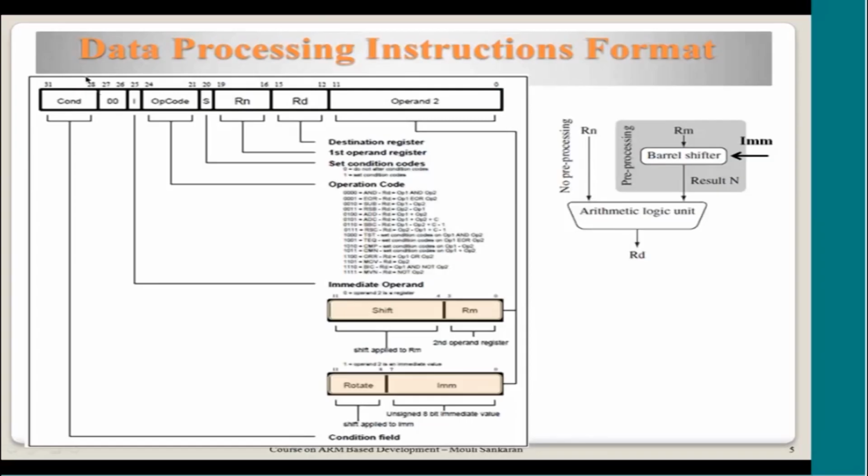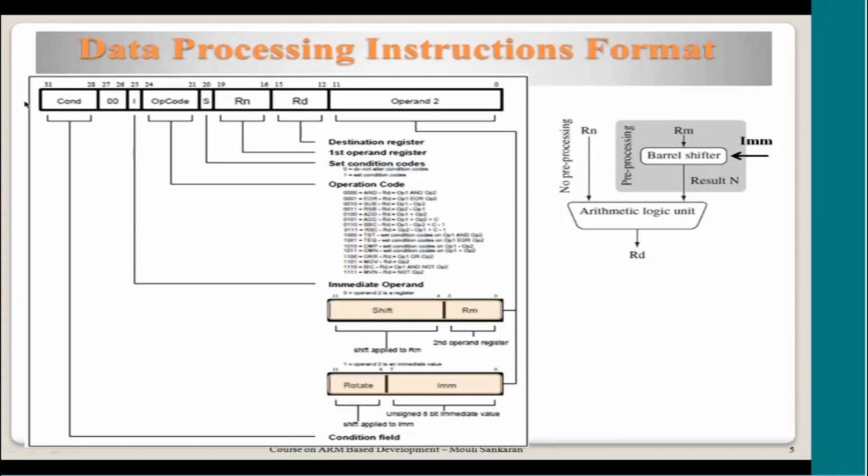Now what are these 4 bits? This is called the conditional field. If you remember, I mentioned that every instruction can be combined with a condition, that is, whether that instruction has to be executed always or only when some condition is met. If you remember, I mentioned ADD EQ. That means the add instruction will be executed, that addition will be performed, only when the zero flag is set.